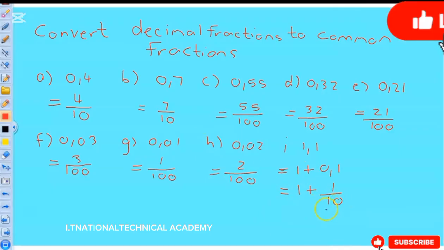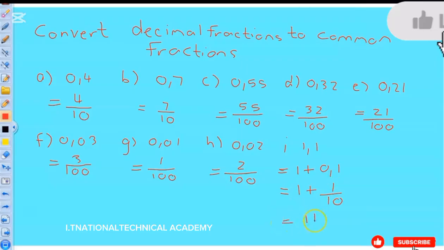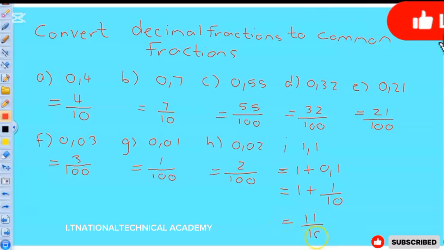and this can be simplified into a mixed fraction. 10 times 1 is 10, plus 1 equals 11 over 10 is the final answer. And so this is I.